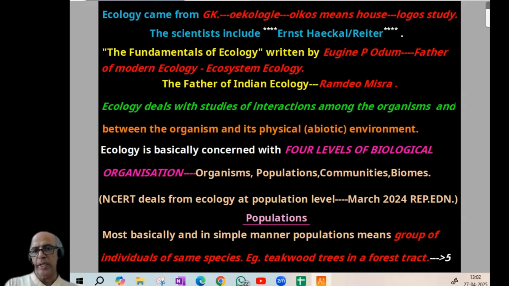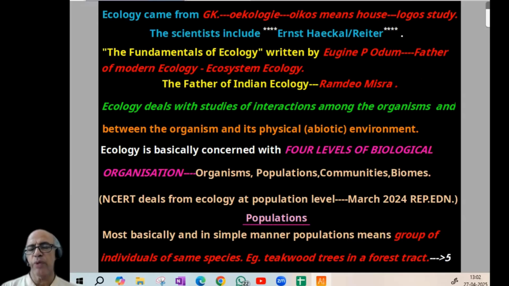Population level only, NCERT begins. So organism they left. Previously it was there; in the present edition, from the population level onwards it starts, March 24 reprinted edition. Now, next is population. So what is population? Most basically and in simple terms, population means a group of individuals of the same species.